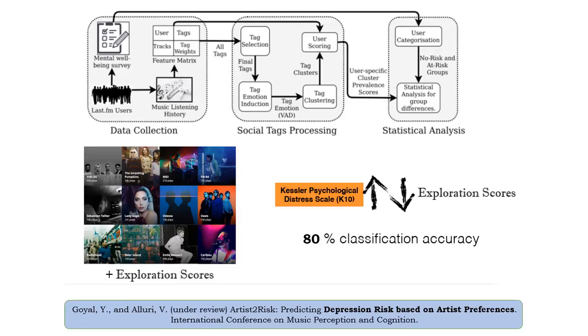The other ongoing work makes use of artist preferences to determine the association with depression risk and to predict depression risk. It also looks at the user's exploration scores, that is, whether they seek out and listen to many diverse artists or just listen to a few artists. So, this artist based information was used to predict the risk of depression, and it gave a pretty decent classification accuracy.